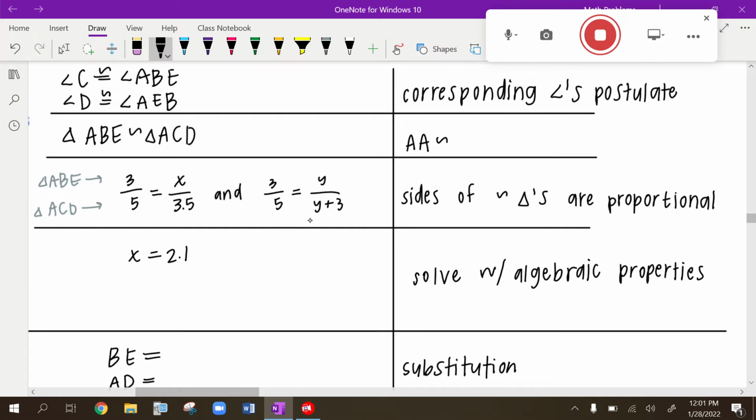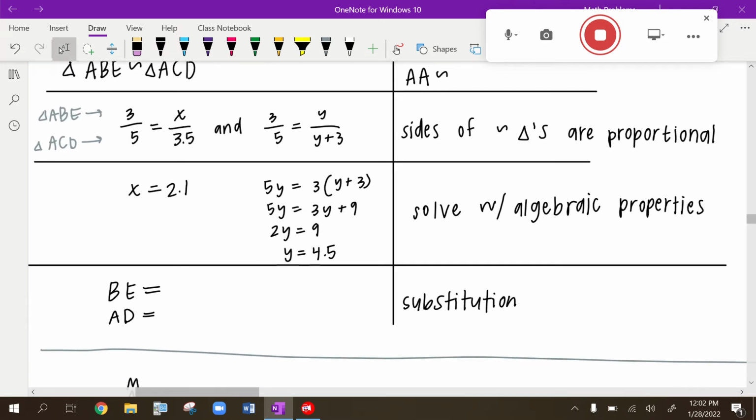However, to find y, when we cross multiply, we get 5y equals 3 times y plus 3. So this will take a little bit extra work. Distribute your 3, you get 3y plus 9. Subtract 3y on both sides, and finally divide both sides by 2. Once you have x and y, you can use substitution to solve your problem for BE and AD.